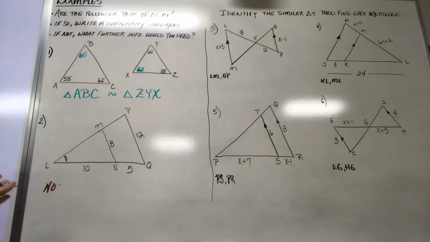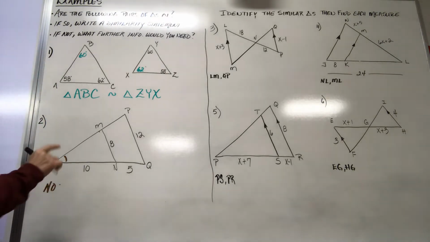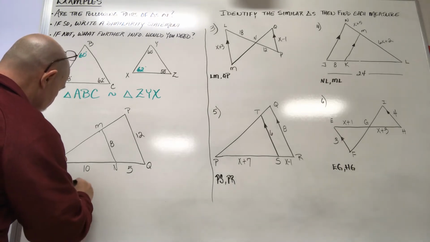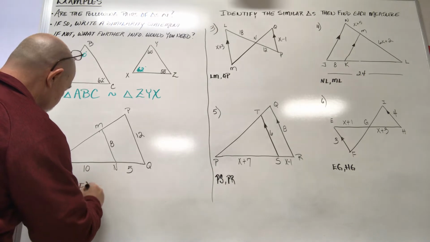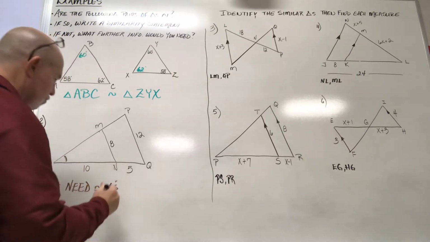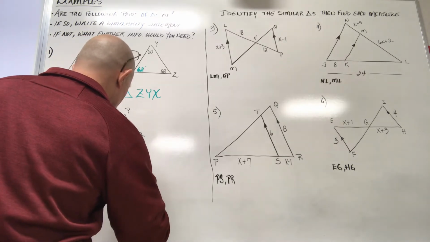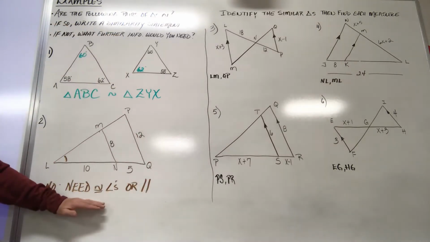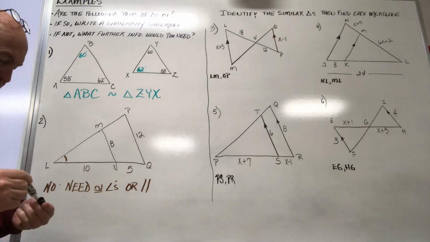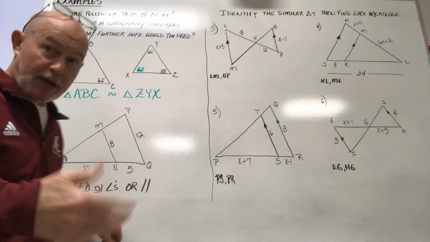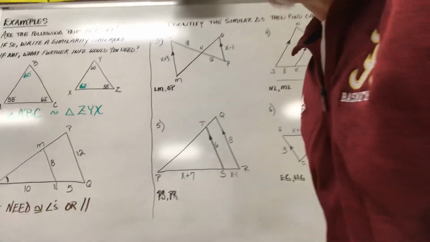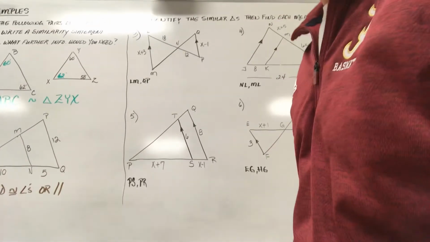Okay, we can't prove it. We would need congruent angles or parallel lines. If we had those, then we could prove that they were similar. But we can't. So we won't, and we'll move on.